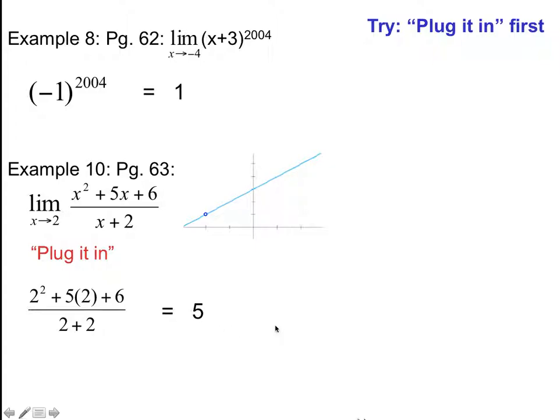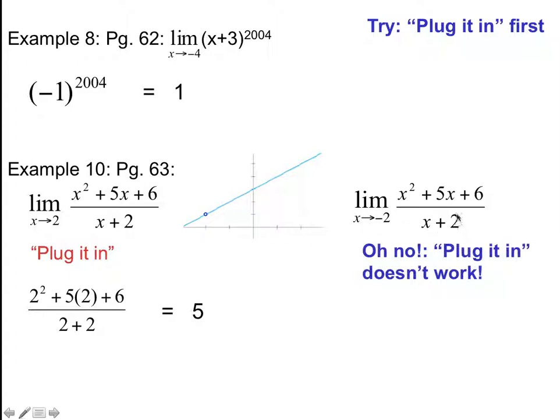Okay. But let's take a look at this. What happens when we change the limit and we approach -2? So when we approach -2, if we try to plug it in, plugging in -2 here gets me 0. And in fact, plugging in -2 up here also gets me 0. That's a problem. That means I don't have a finite answer. There is no defined value for this function at this location, -2. There was over here. It was all good over here. But here doesn't work. So we need another strategy.